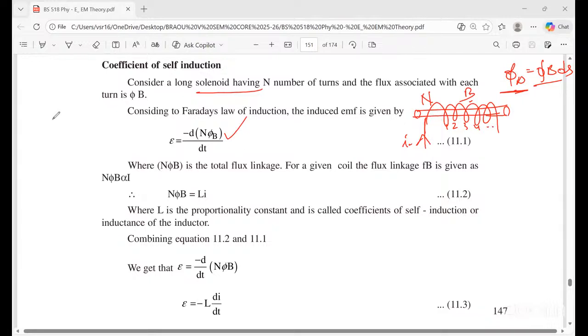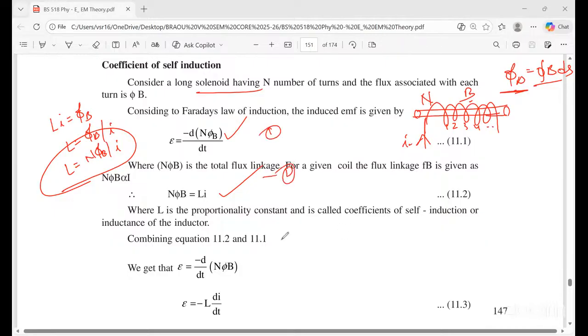So you know the self-inductance formula: L I equals phi B, or L equals phi B by I. If N turns are there, L equals N phi B by I. This is the equation. From equations 1 and 2, by combining, you can easily substitute it here in place of N phi B. If you substitute, L I is there.